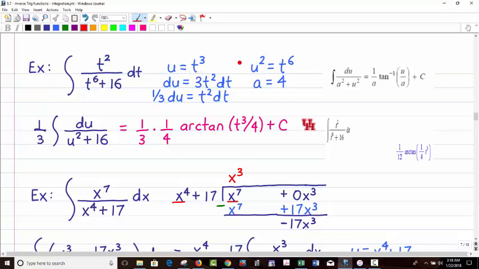So obviously, t cubed would be the correct power for u here, because the derivative of t cubed will give me 3t squared, and then divide both sides by 3. So then now your numerator t squared dt can be replaced by 1/3 du. And then, of course, u squared will give you that t to the 6 on the bottom. And then a will be the square root of 16, which is 4. So now it fits the arctan perfectly.